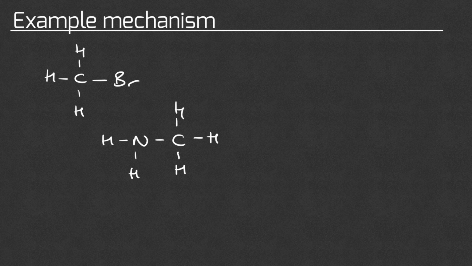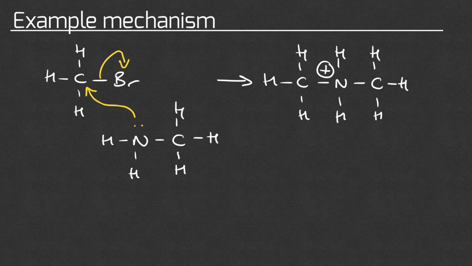An example mechanism would start with the halogenoalkane and the primary amine. The reaction will start with the lone pair on the nitrogen attacking the carbon, and the carbon-bromine bond being broken, so the arrow going from the bond to the bromine. That will give us the following intermediate structure. So we've now added the methyl group onto the other side of the molecule, and our nitrogen will have a positive charge.